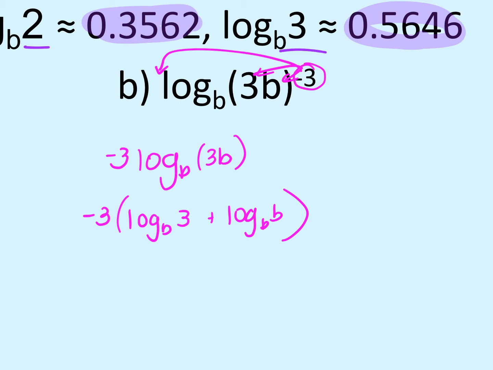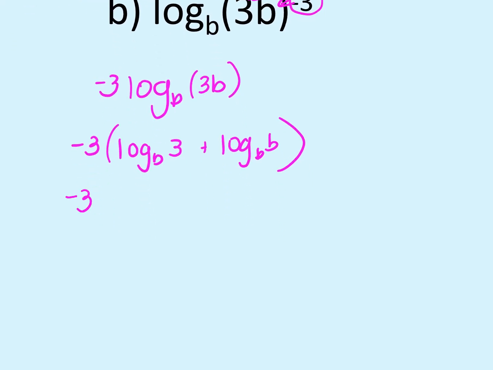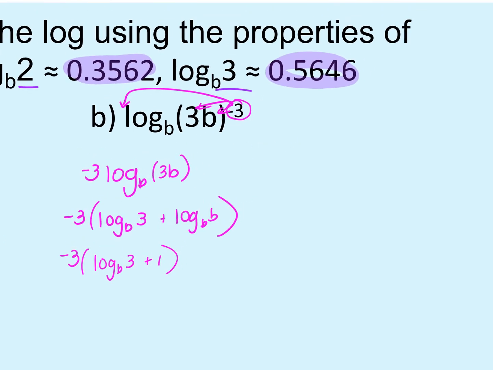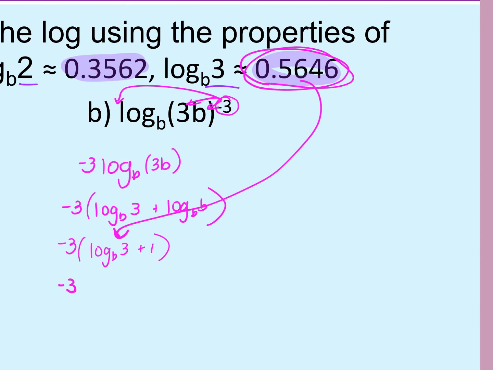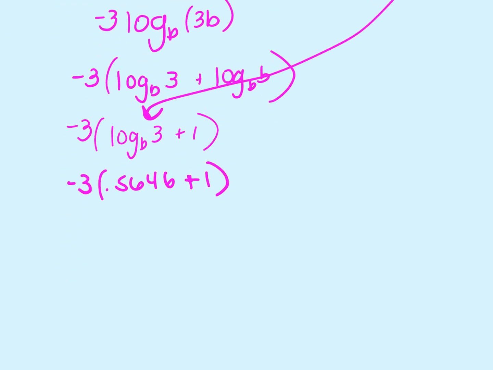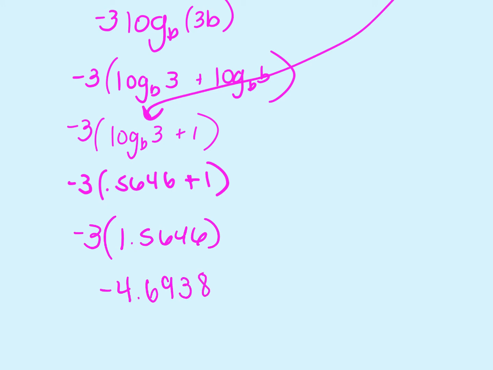Anything there you see you could simplify? Log B of B is what? And then log base B of 3 is 0.5646. Add the 1, -3 times 1.5646. And I get -4.6938. That's okay. How'd you do it?